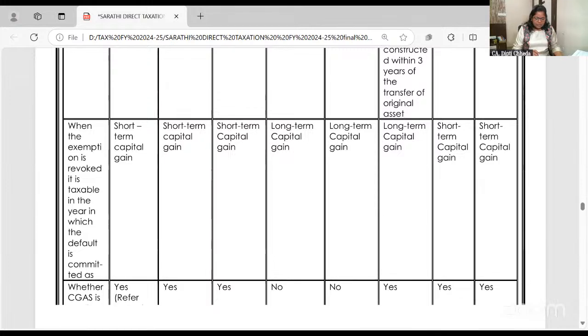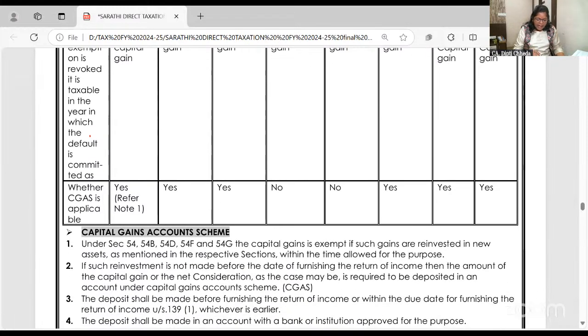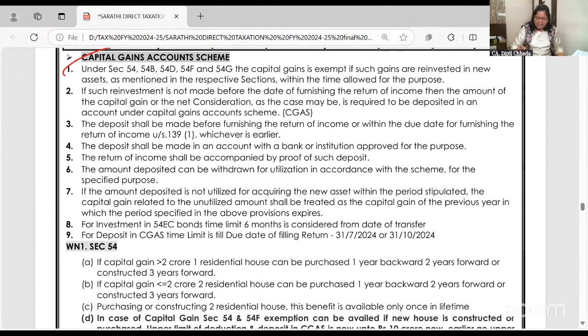When the exemption is revoked, it will again become taxable. Revocation, how you will apply it and solve the question with a small example, I'll make it clear tomorrow. But whenever it is revoked, it will be taxable as short-term capital gain, and CGAS is applicable. Yes. Now, what is CGAS?